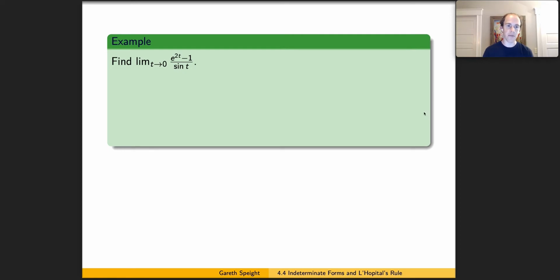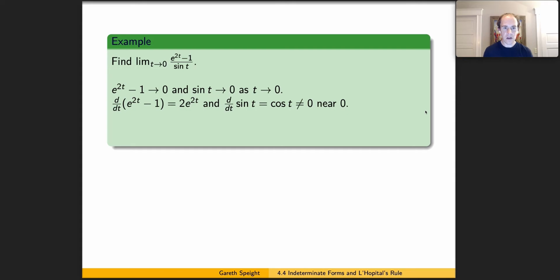So here is a simple example. Let's try to find the limit of e to the 2t minus 1 over sine t as t goes to 0. Okay, if we look at what happens to the top and the bottom separately, e to the 2t goes to e to the 0, which is 1. So the top is going to go to 1 minus 1, which is 0. And the bottom, sine t, sine is continuous, so we can just plug in to find the limit. That's going to go to sine of 0, which is 0. So this is an indeterminate limit of type 0 over 0. So let's go ahead and use L'Hopital's rule. So we want to differentiate the top and differentiate the bottom separately.